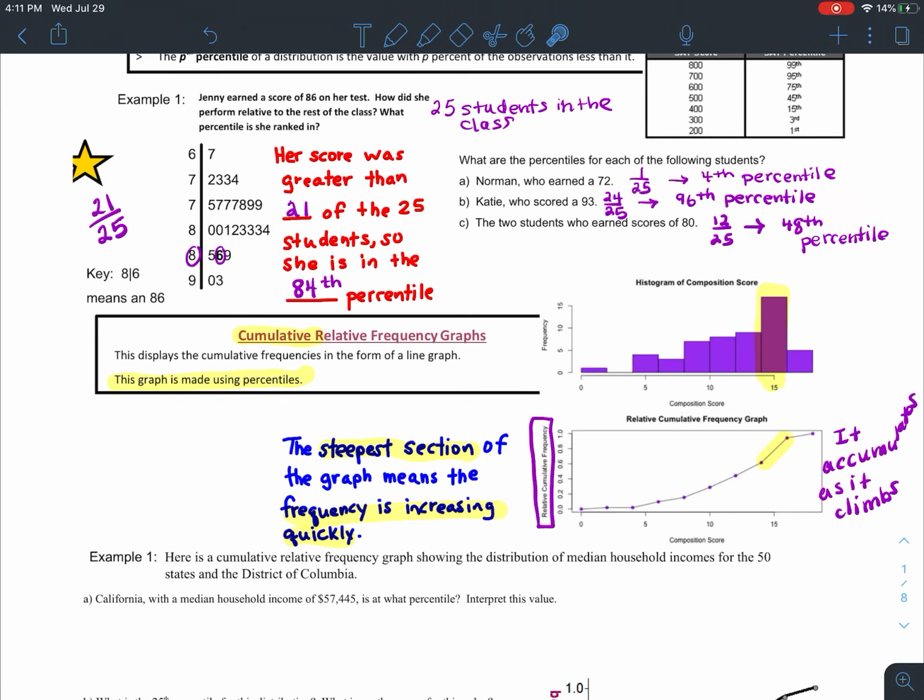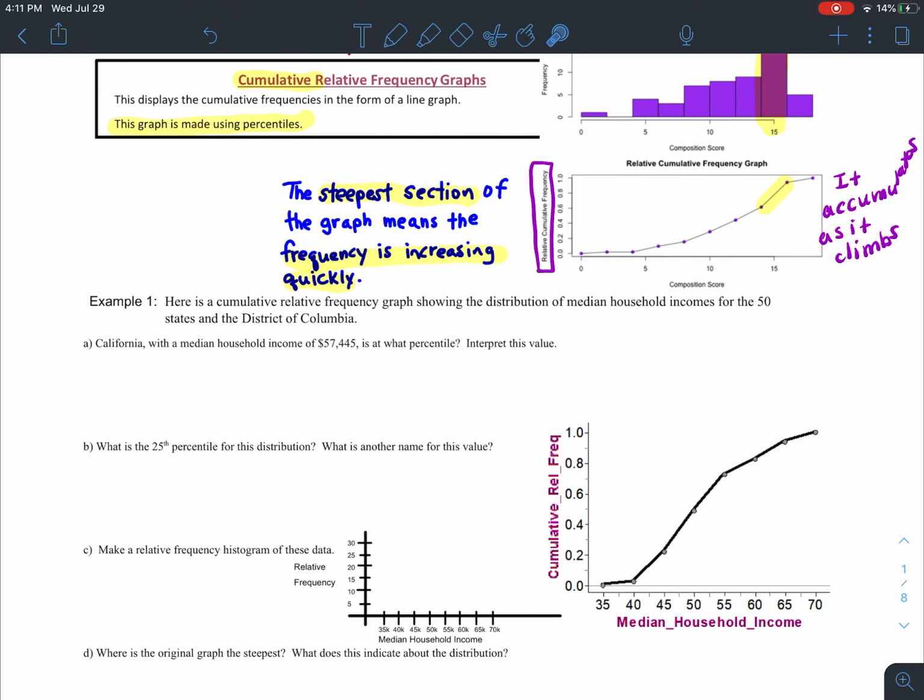Okay, so let's look at a problem that's kind of similar to this. We are asked, here is a cumulative relative frequency graph showing the distribution of the median household income for the 50 states and the District of Columbia. Our x-axis is the median household income for all the states and the District of Columbia, and the y-axis is the percentages. Once again, notice how it always ends at 100%. Now it says California has a median household income of $57,445. What percentile is that?